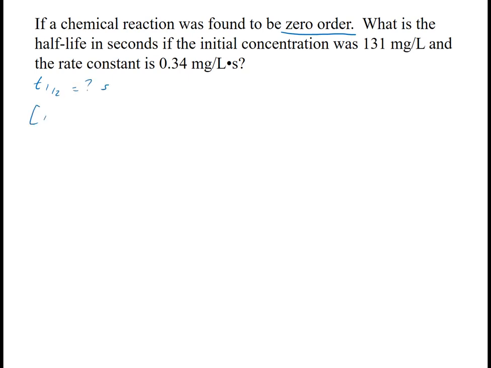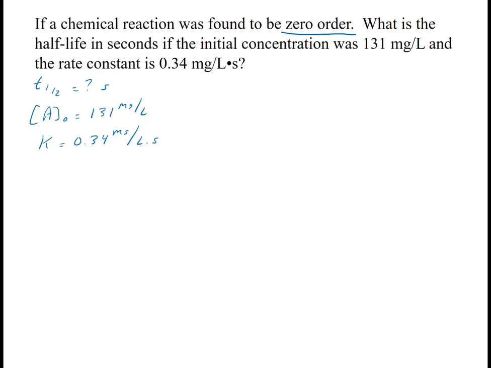It tells me that the initial concentration, so it doesn't tell me what it is, so I'm just going to use the generic A, is 131 milligrams per liter. And I have a rate constant of 0.34 milligrams per liter seconds. So it wants it in seconds.